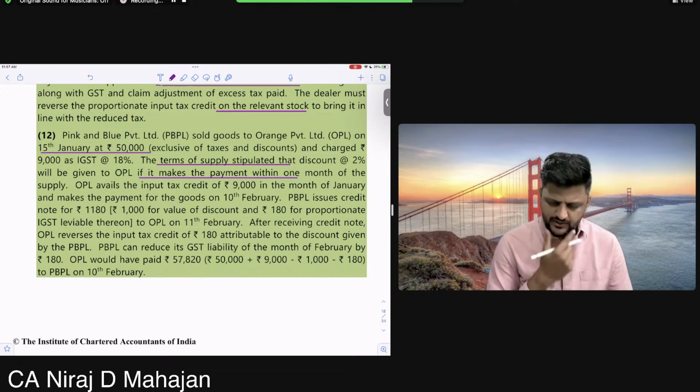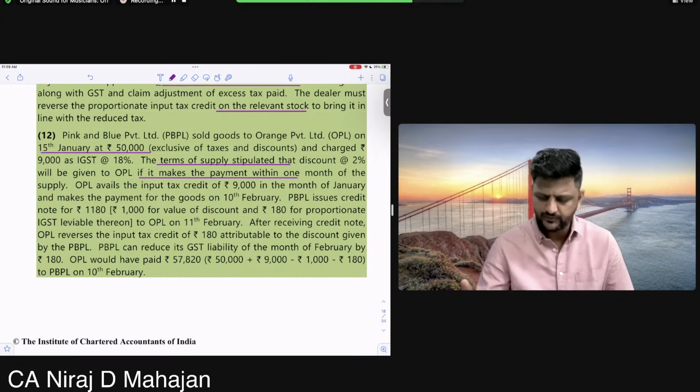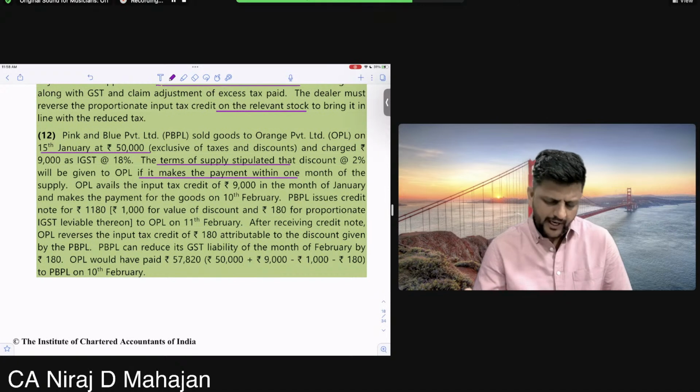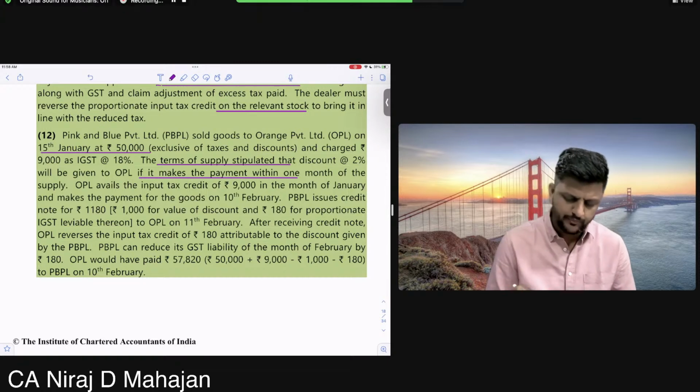OPL avails the input tax credit of 9,000 in the month of Jan, or you can say for the month of Jan, okay? And makes payments for the goods on 10th February. That is fine, no issues. PBPL issues credit, so makes the payment on 10th Feb. Okay, that is important.